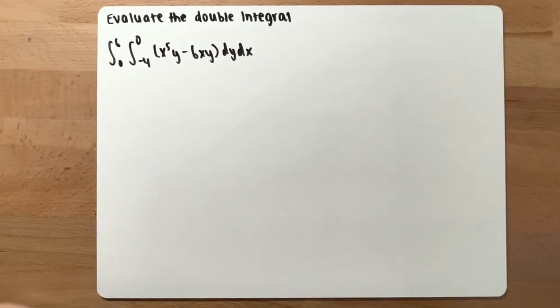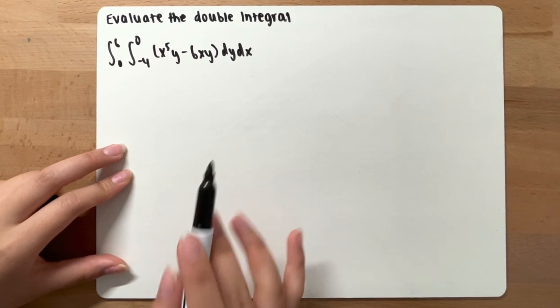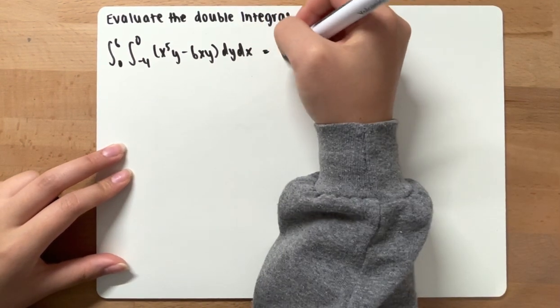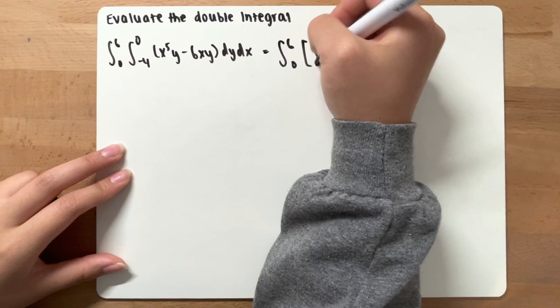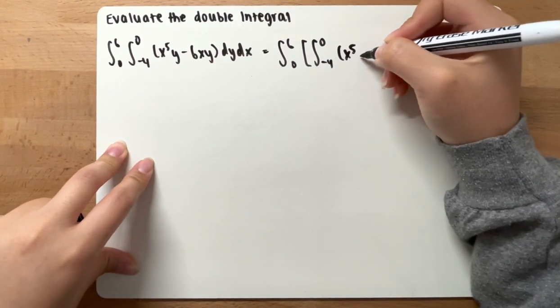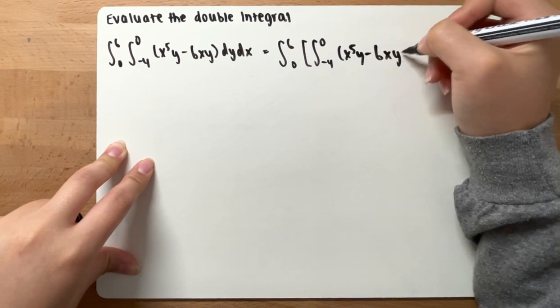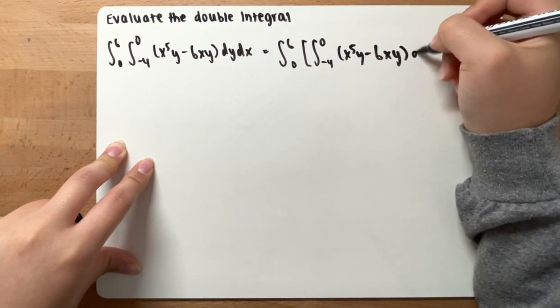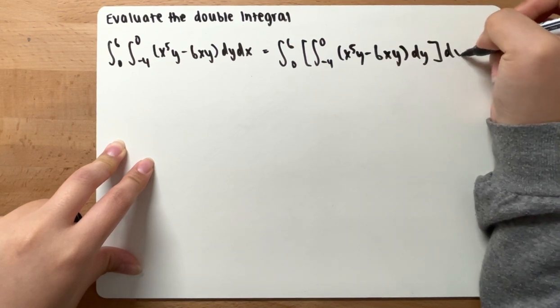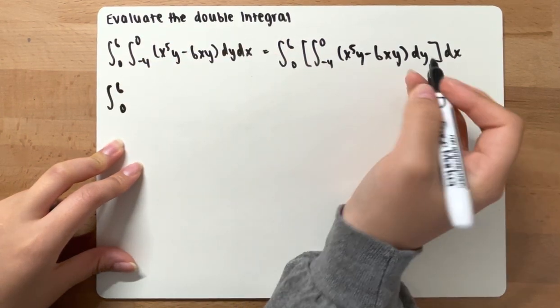Evaluate the double integral. We have a double integral right here. This problem is a little bit harder than the previous problem, but we're going to do the same thing. So separate the two integrals. You have x to the 5th power times y minus 6xy times dy dx. Okay. Now you are going to integrate the inner.